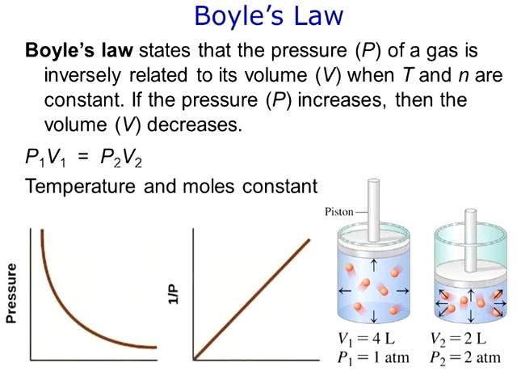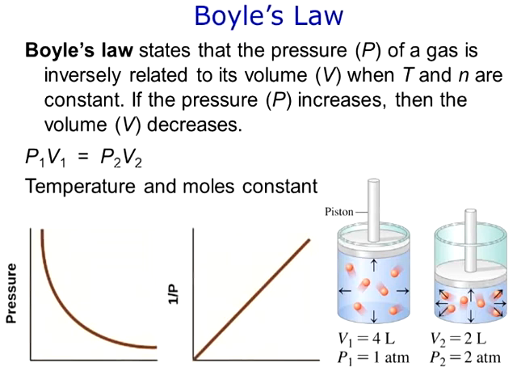So in reading the problems, when it says something is constant, that simply means ignore it. Do not write an equation that contains those variables. Okay? So T and N are constant. That means in my equation, I won't see T and N. If the pressure increases, then the volume decreases. That brings us to a basic equation of P1V1 equals P2V2.